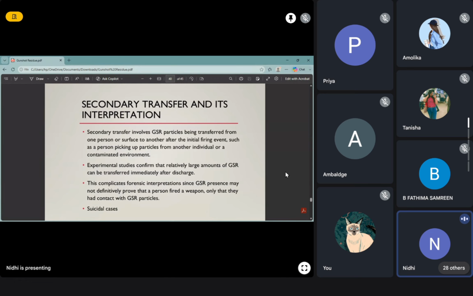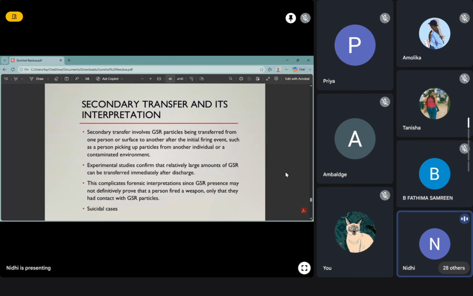So secondary transfer involves GSR particles being transferred from one person or surface to another after the initial firing event, such as a person picking up particles from another individual or a contaminated environment. Let's assume a case that I shot someone and then after that I shake hands with my friends. In that case, that GSR particle which was present on my hand will get transferred to the hand of the person with whom I shake hands, right?